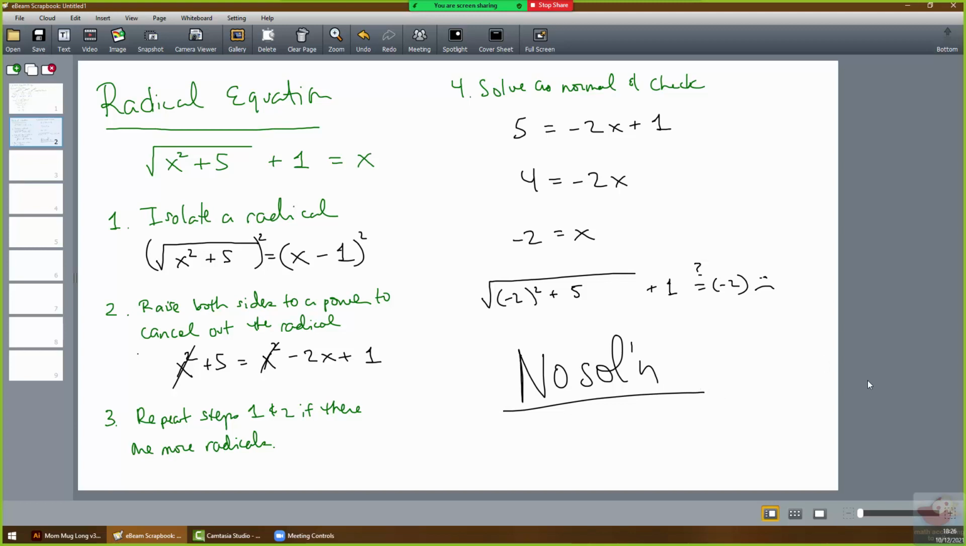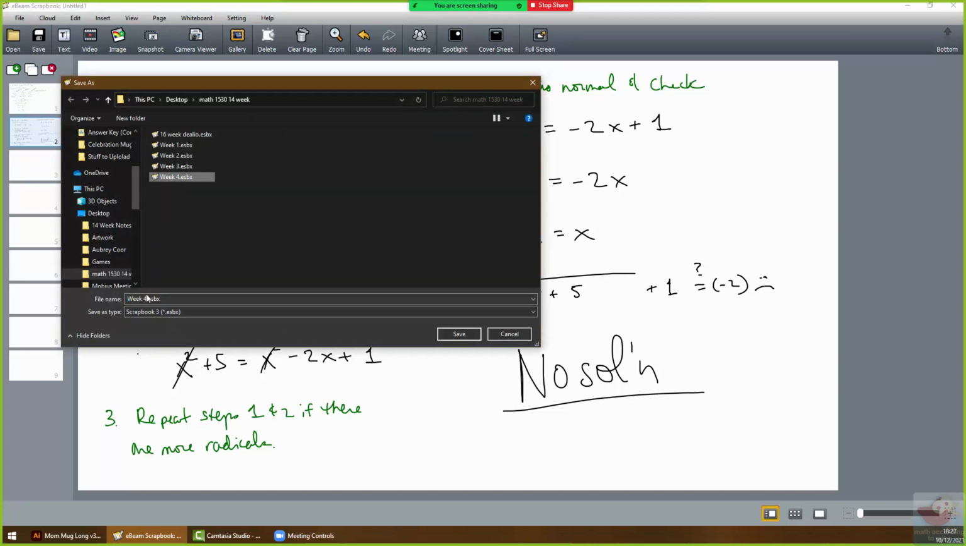The extraneous solution was created by squaring both sides. Multiplying by an LCD or squaring both sides can create extraneous solutions.